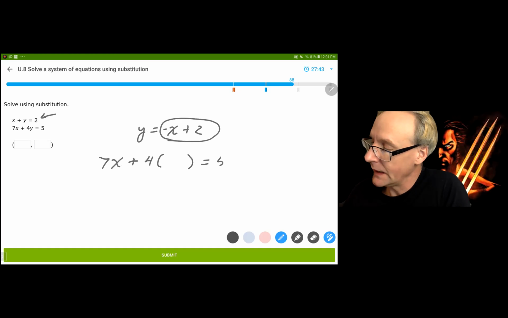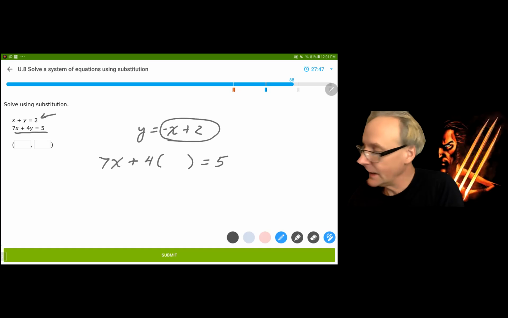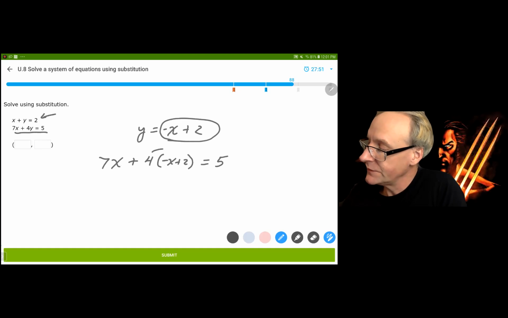Instead of y, see the second equation? I'm going to write parentheses instead of y. I'm going to put the negative x plus 2 in there. I'm going to distribute the 4 to both parts, and I get 7x minus 4x plus 8 equals 5.